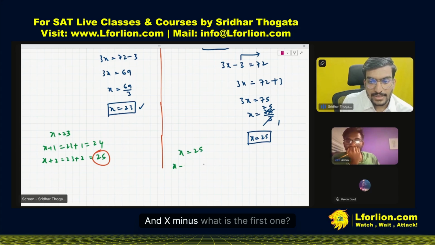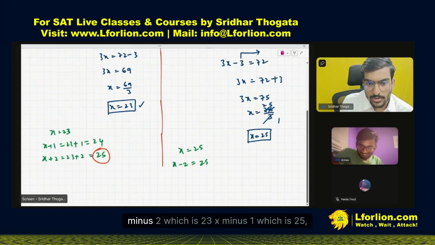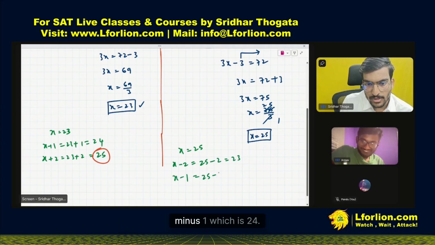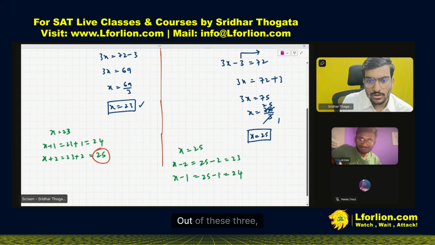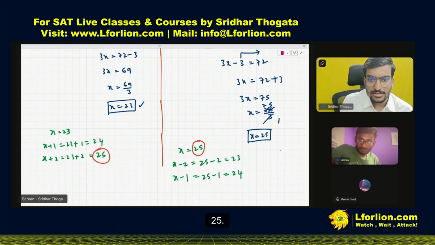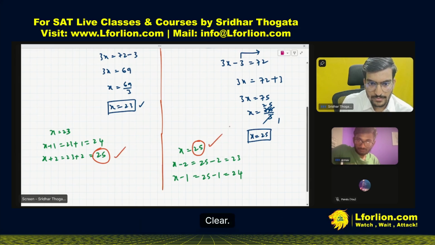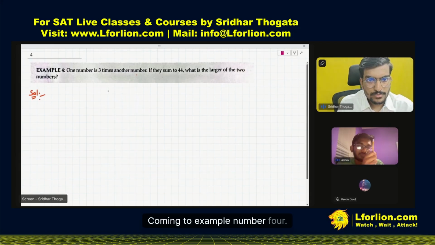What is the first one? x minus 2 equals 25 minus 2, which is 23. x minus 1 is 25 minus 1, which is 24. Out of these 3, the highest, or largest, integer is 25. Whatever way you proceed, you end up with the same result. Clear?